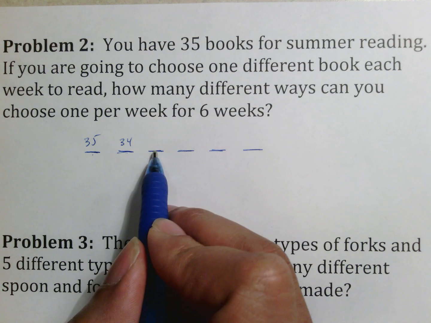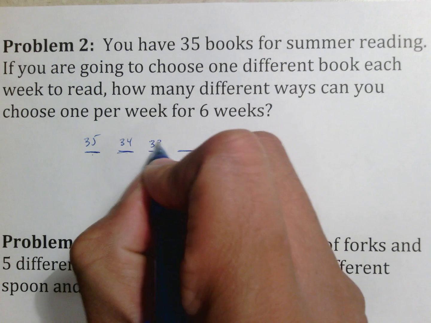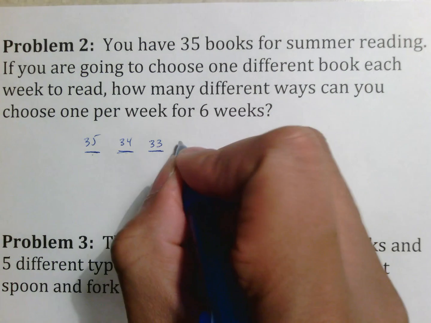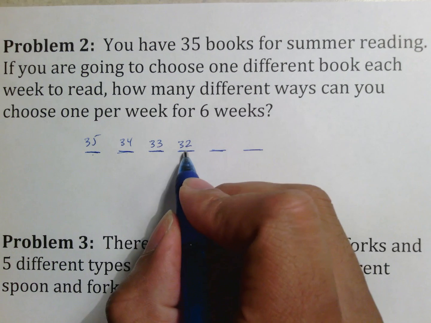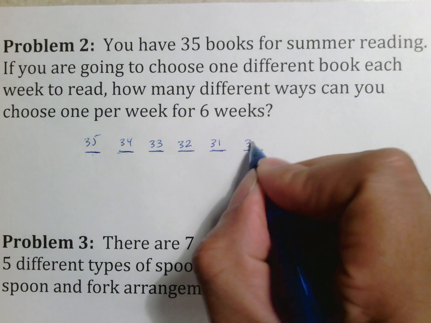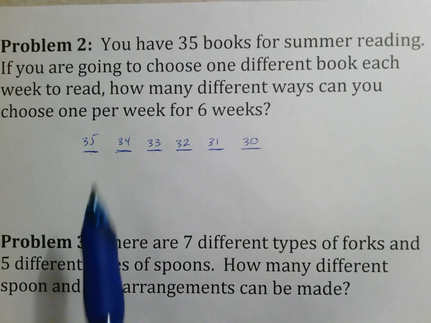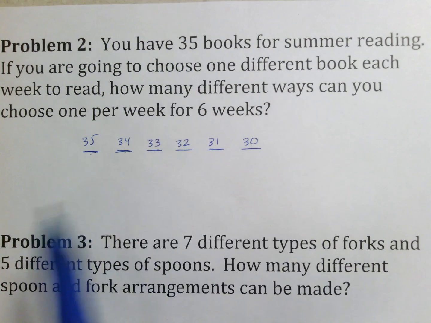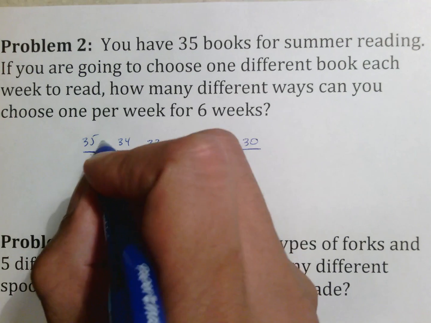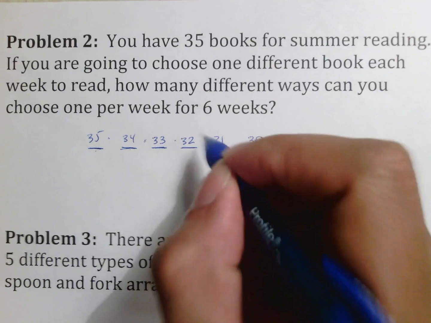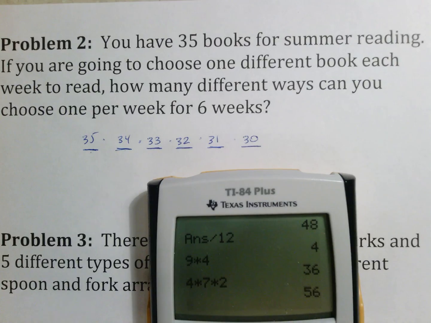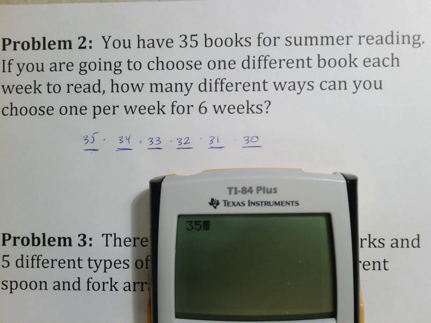The next week I am going to have 33 choices because I've already read 2 books. Just like the next week I'm going to have 32 choices. Just like the next week I'm going to have 31 choices, and the last week I'm going to have 30 choices. Again, talking about decision making, you have 35 books to choose from and you're making a choice for 6 weeks. You have 35 times 34 times 33 times 32 times 31 times 30, which is a lot of different ways to do it, but again, that's all you have to do. So you simply type that in.